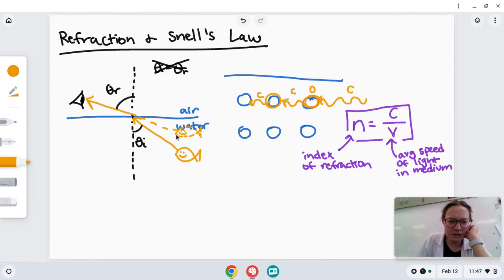And your brain would also say, oh, it looks like that little fish is much larger than the fish is in real life. So you would see a fish that is enlarged, and you would also see a fish that is up higher in the water than it actually is in real life. This should already give you some clues about how to fish with your bare hands.